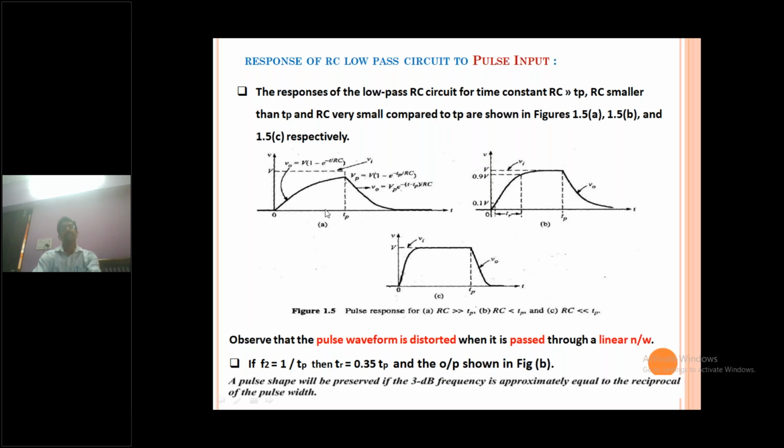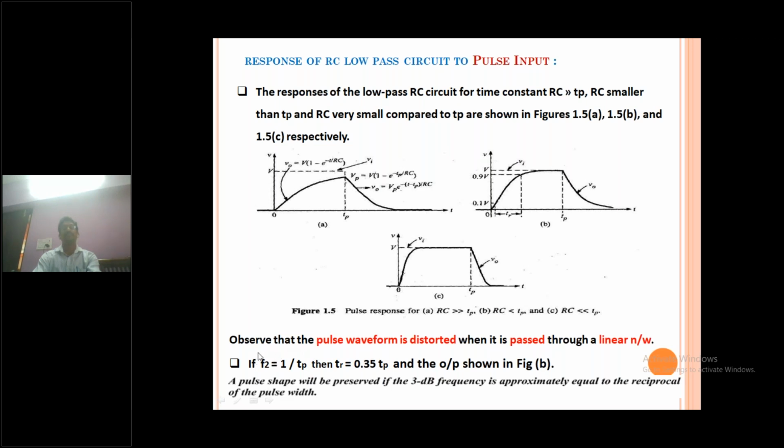Next, the important one: observe the output waveform and input waveform here. The input waveform is a pulse waveform, and the output waveform time period will be expanded. That means it is a distorted version compared to the input; there will be deviation between input and output waveforms. So observe the pulse waveform is distorted when passing through linear wave shaping circuits. And here the important point is that the pulse shape will be preserved if the 3 dB frequency is approximately equal to 1 by TP.